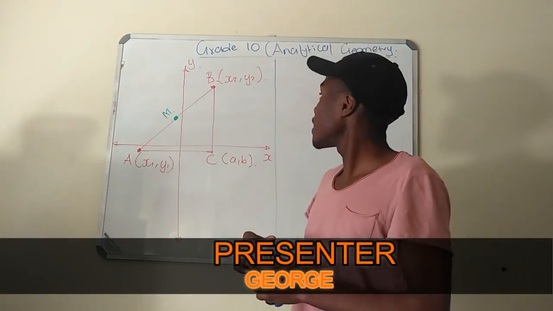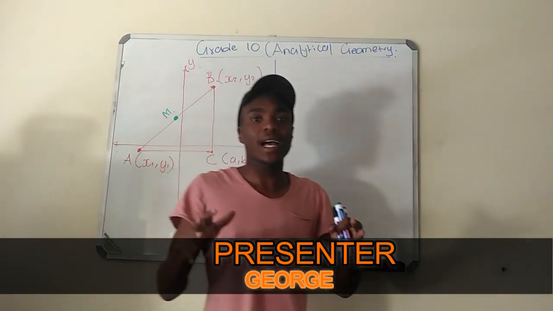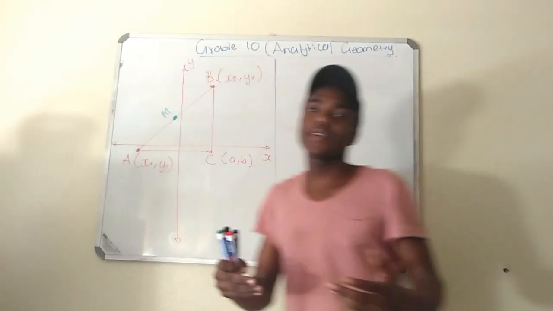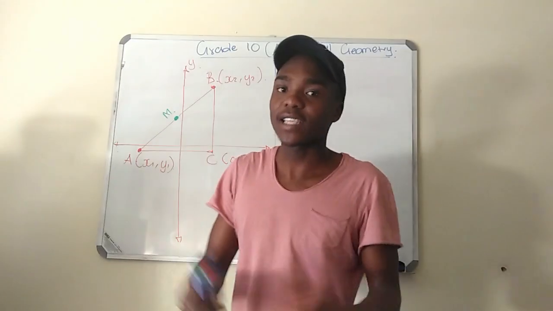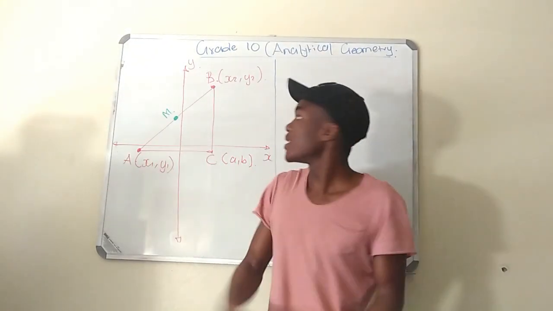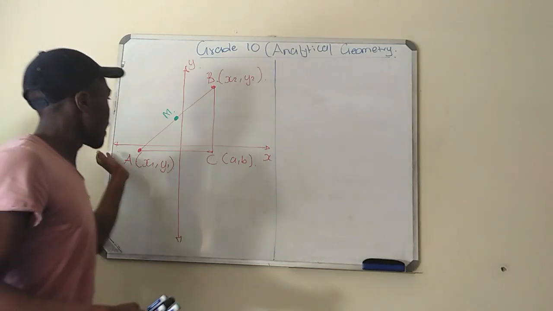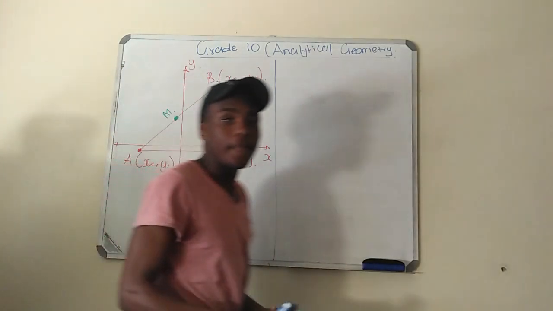First and foremost, I will explain what analytical geometry means. Analytical geometry for us means the measurement of angles and lines in a Cartesian plane. What is a Cartesian plane? It has the y-axis and the x-axis.